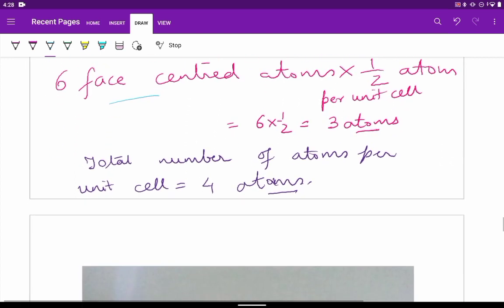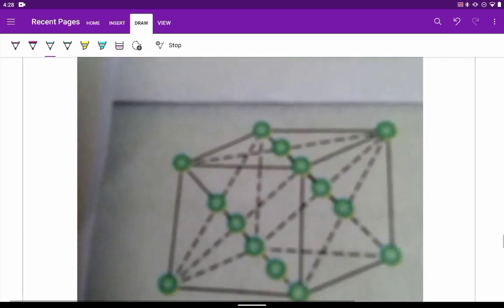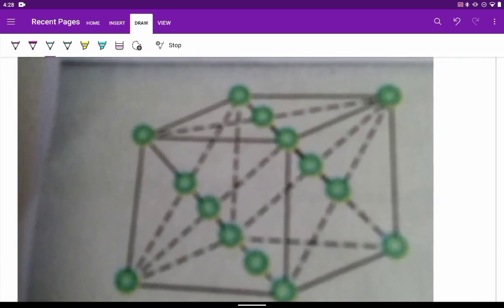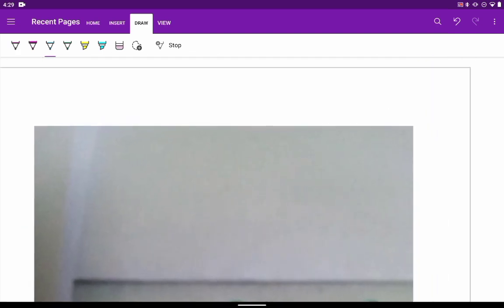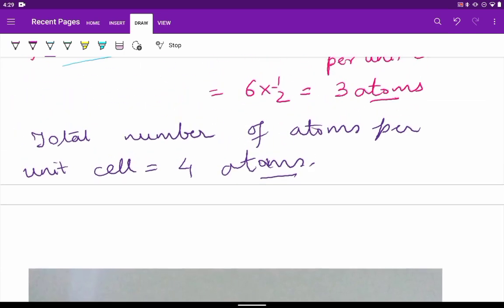4 atoms. You can see in this figure, for every face center there is one constituent particle, and there are the corners, every corner. So total how many? 4 atoms.